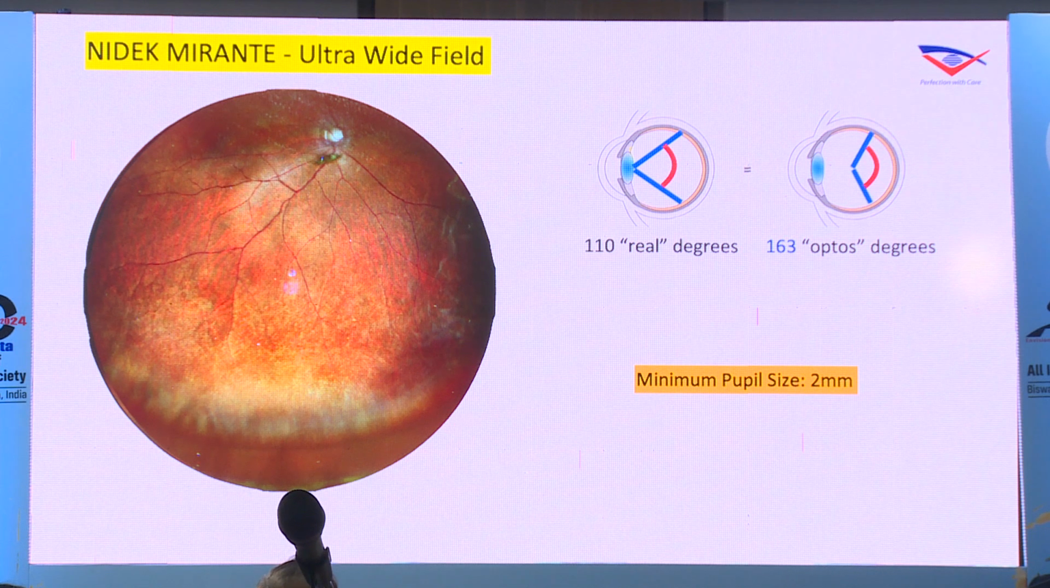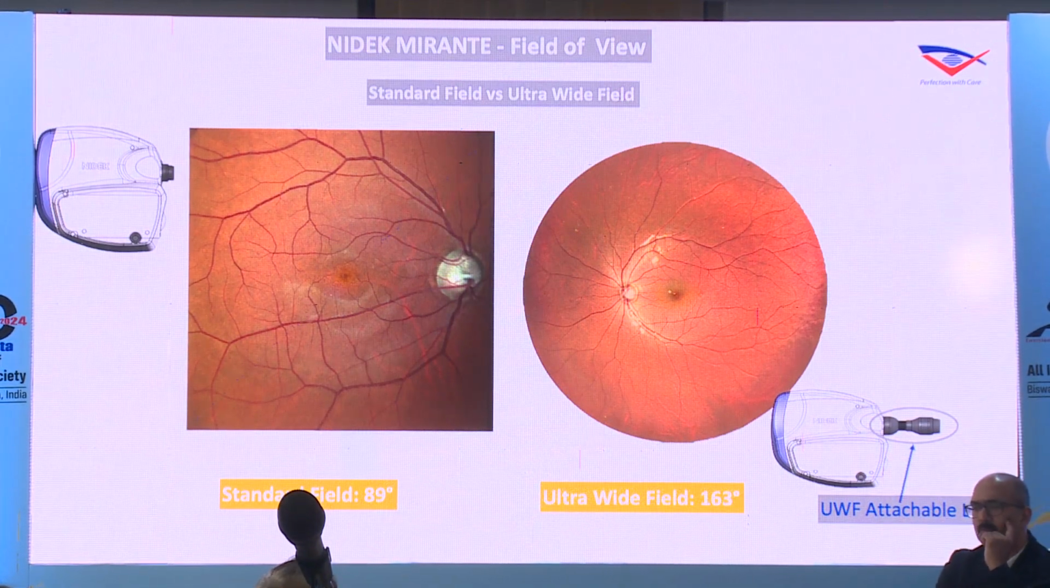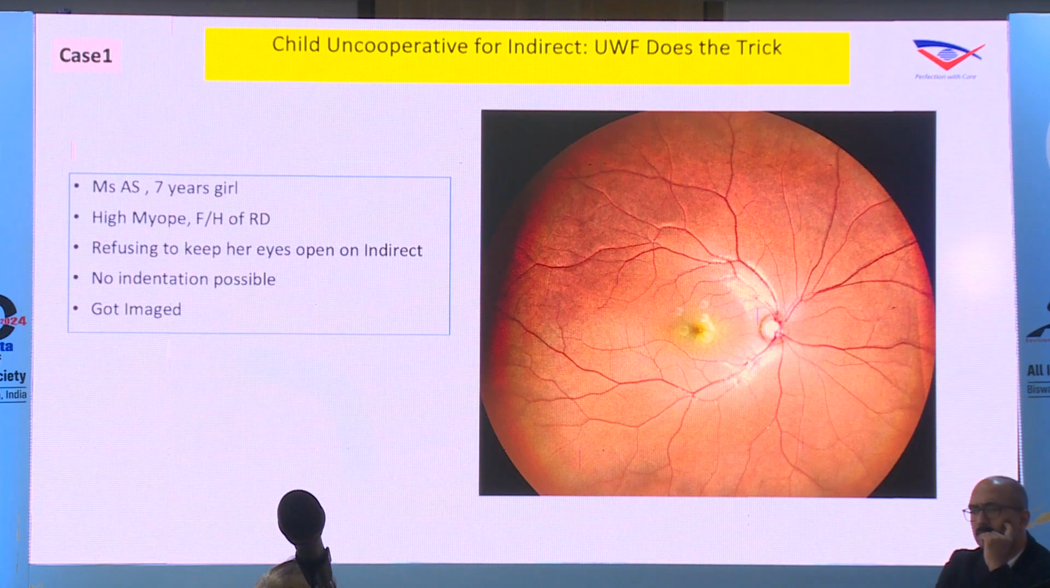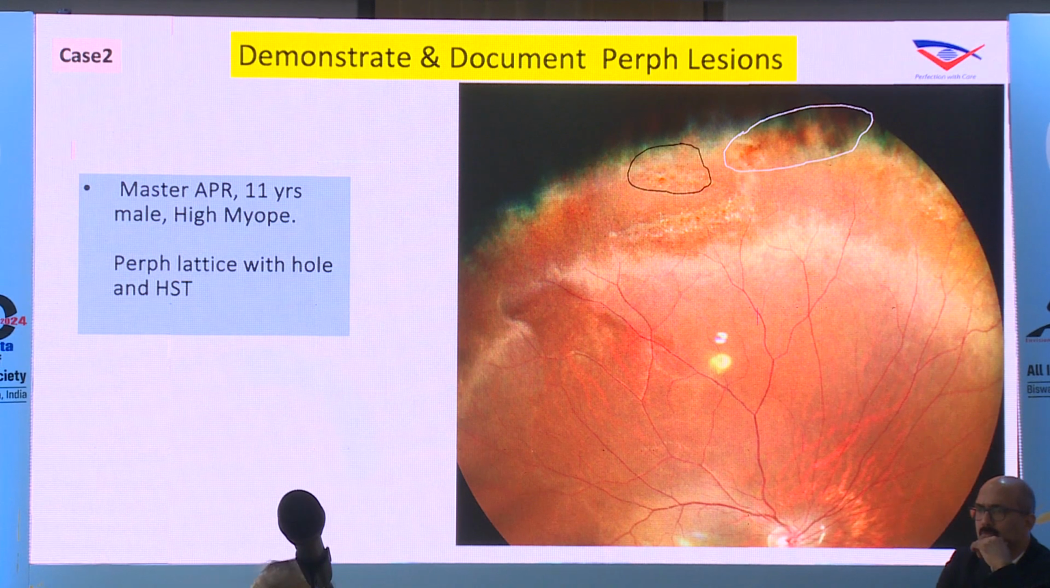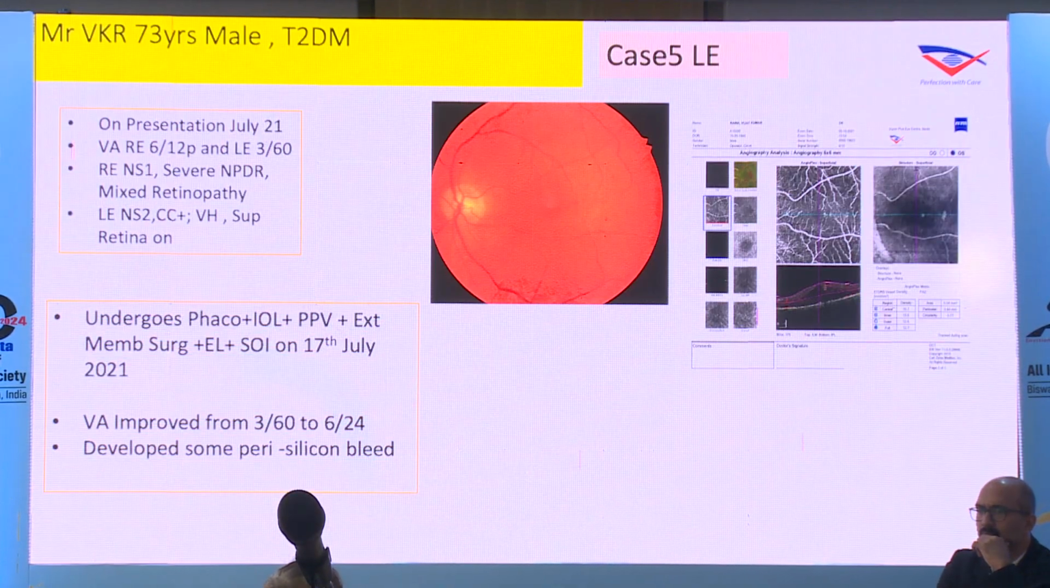So this is a normal image on a small pupil. This is how a standard image of Mirante looks, and this is what a wide field image of Mirante looks like. And here, as I said, an uncooperative child, 7 years old, did not allow me to do an indirect ophthalmoscopy, and we were able to pick up this. This is to document peripheral lesions. I'll go on to my talk on diabetic retinopathy very soon.